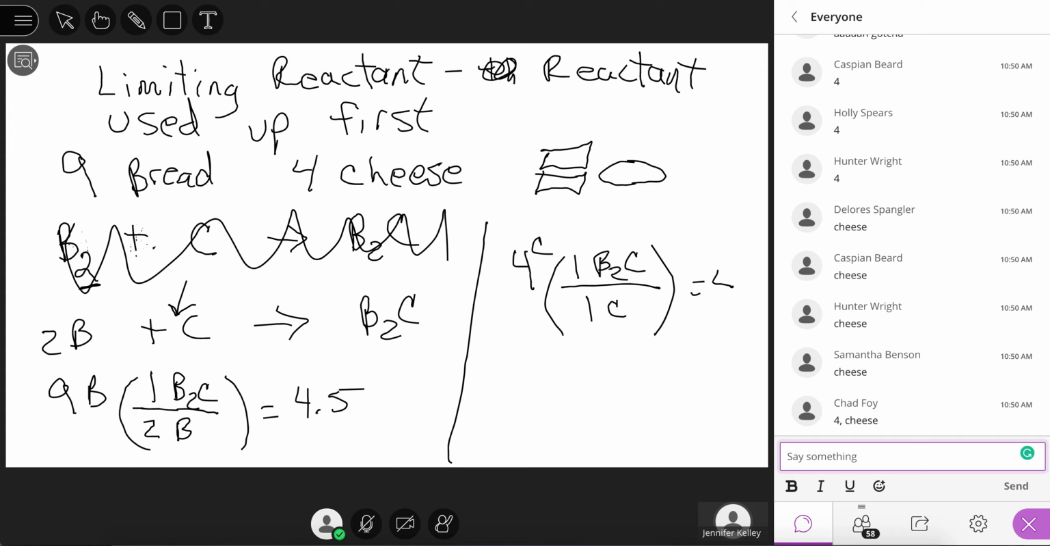So the most I could make with the cheese is 4. If I only have enough cheese to make 4 sandwiches, obviously I can't make 4.5 sandwiches. I can only make 4. So that's the limiting reactant, because it's the one that makes the least. It's the one that runs out first.